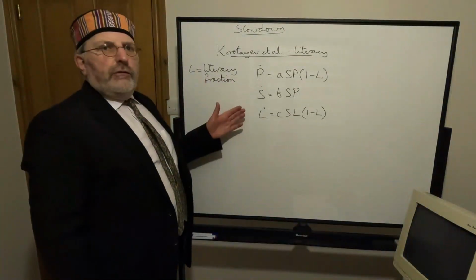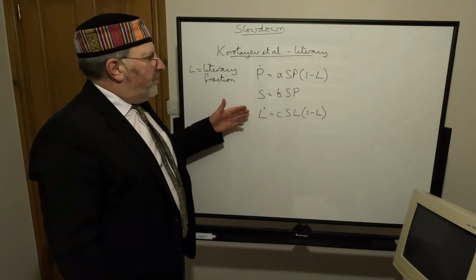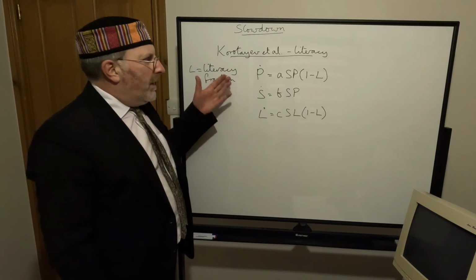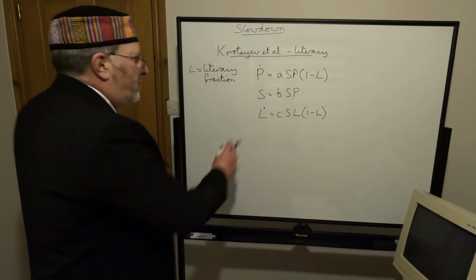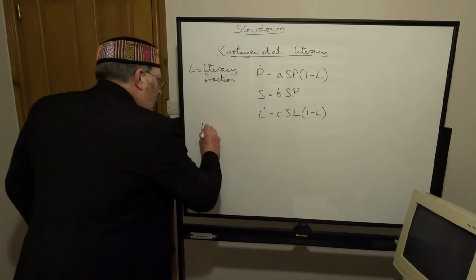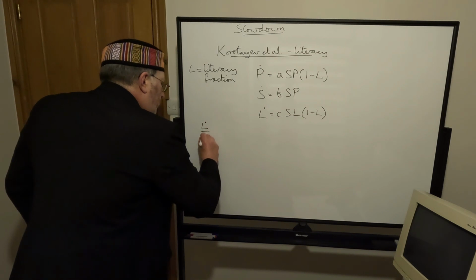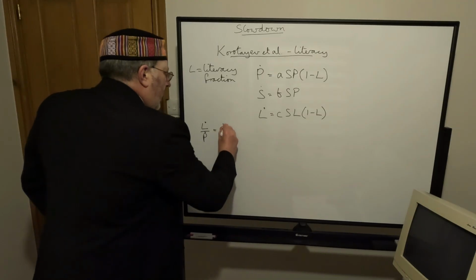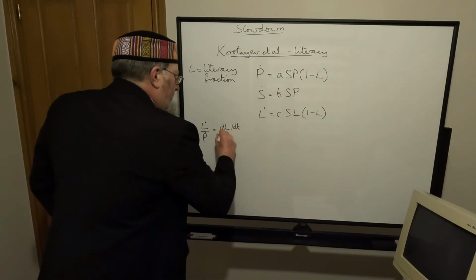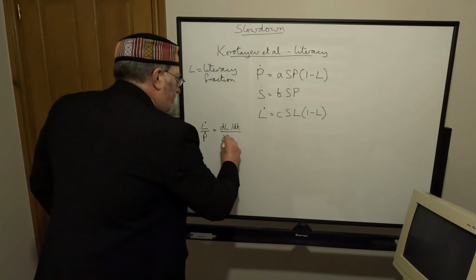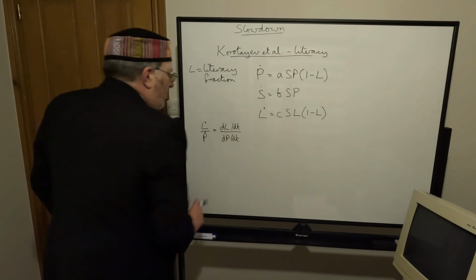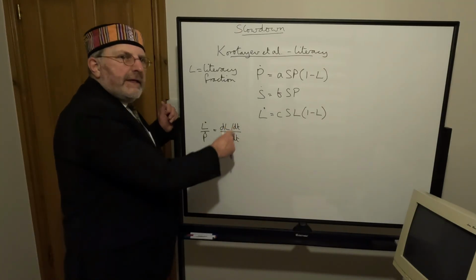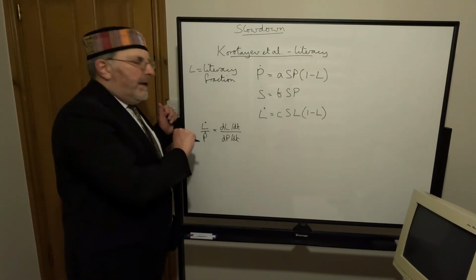And then to analyze these equations, we can develop a relationship between L and P to find out how literacy should change with population. We can do that by looking at L dot divided by P dot, where L dot of course just means dL by dt, and P dot just means dP by dt. And then we can cancel the dt's on top and bottom.